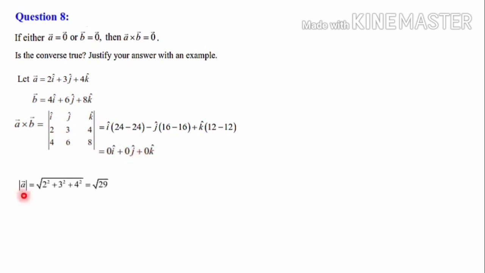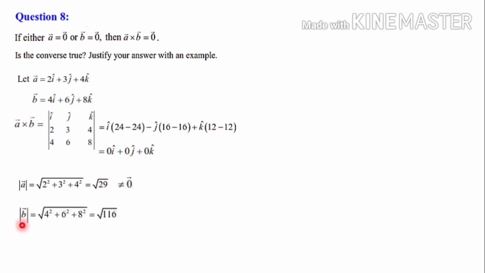Then we will get the modulus of vector A. When you check vector A cross vector B, we got a 0 vector here. The first statement is true. Then we have to verify whether vector A equals 0 vector or vector B equals 0 vector. For calculating that, we check the modulus of vector A, root of x square plus y square plus z square: 2 square plus 3 square plus 4 square. We will get the answer as root 29. Since the modulus value is root 29, it is not a 0 vector.